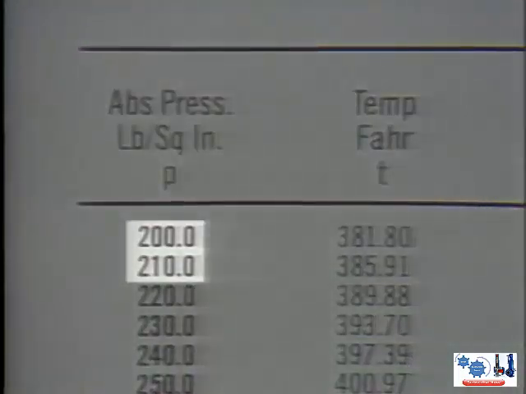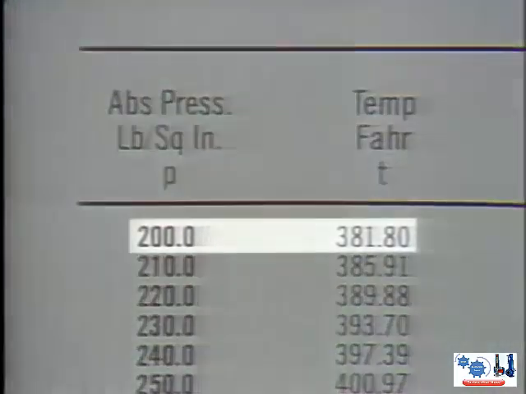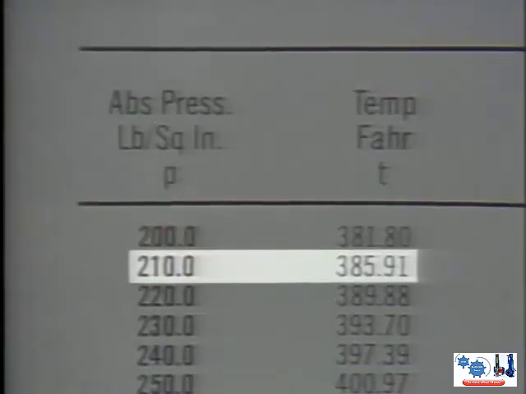Instead, we find pressures of 200 psia and 210 psia. All is not lost, however. We can still figure the approximate value with a few simple calculations. The saturation temperature given for 200 psia is 381.80 degrees Fahrenheit, and the saturation temperature for 210 psia is 385.91.